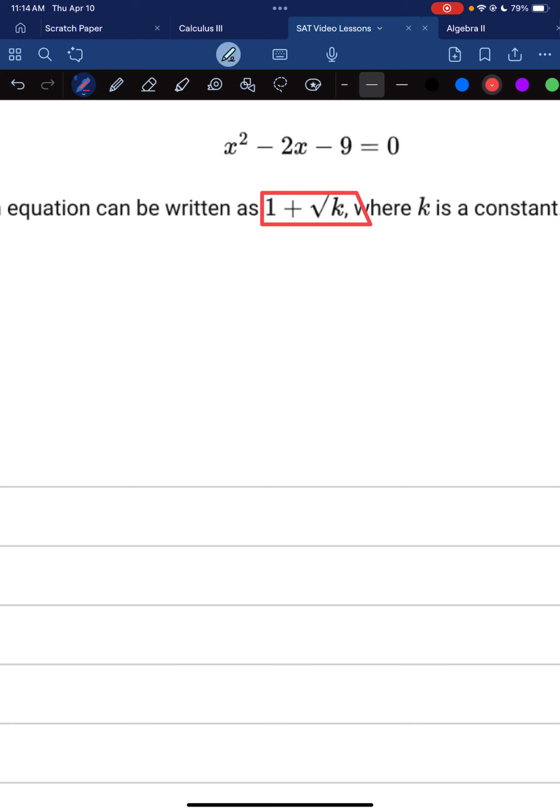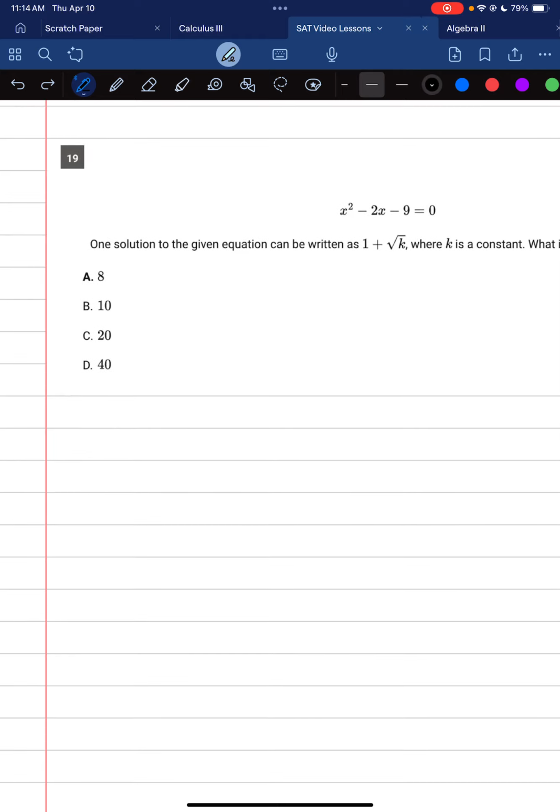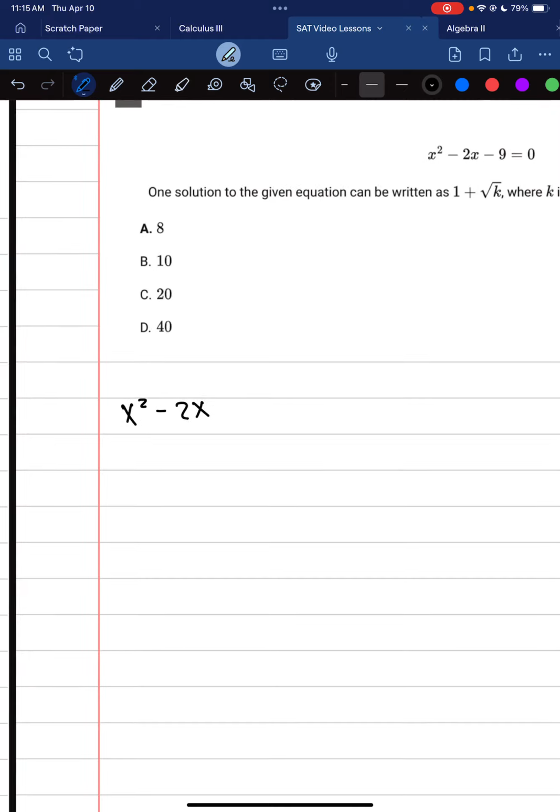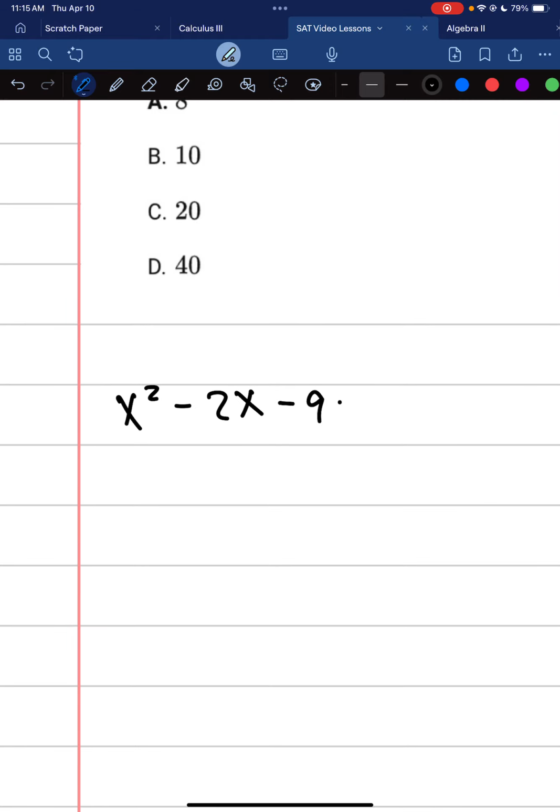You're not going to get this solution by factoring or by graphing using a calculator. You get this solution when you solve using the quadratic equation. So that's what we're going to do. We have x squared minus 2x minus 9 equals 0, and we're going to solve this using the quadratic equation. So just a reminder, this is the quadratic equation.